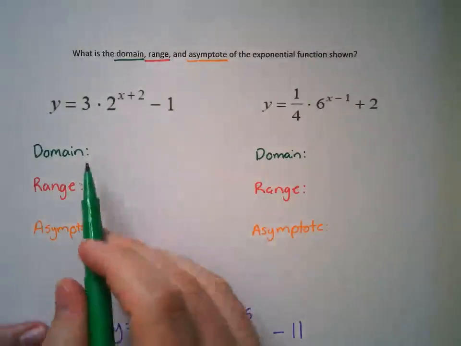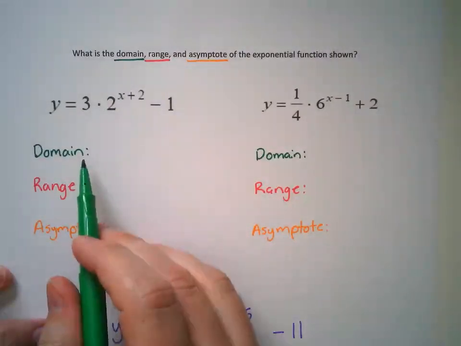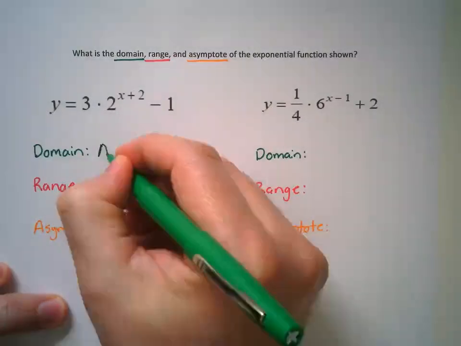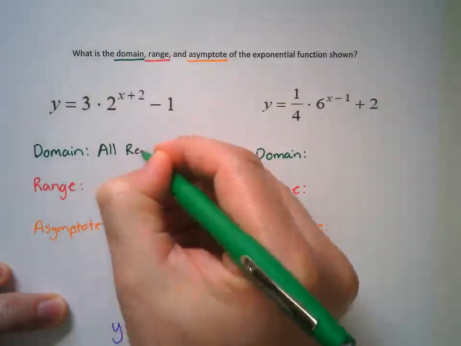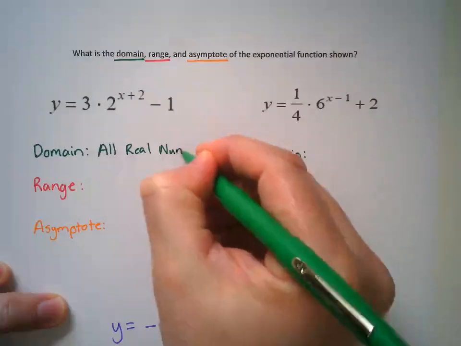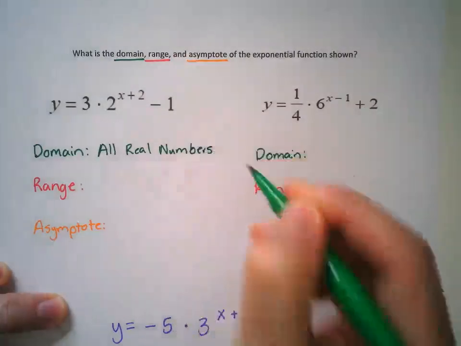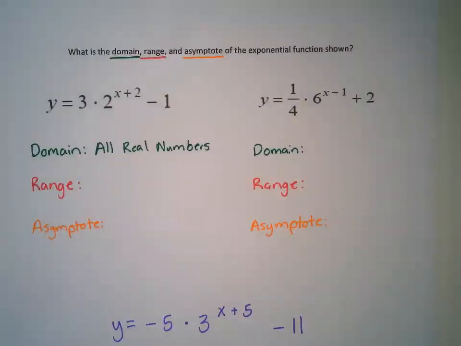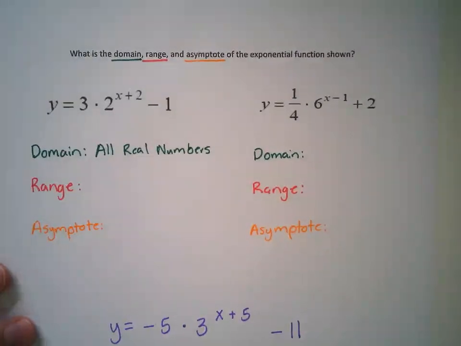The domain is always extremely simple. Again, it's always going to be all real numbers every single time. Domain is always going to be all real numbers. Now the range and asymptote are pretty simple. I'm going to do the asymptote first.